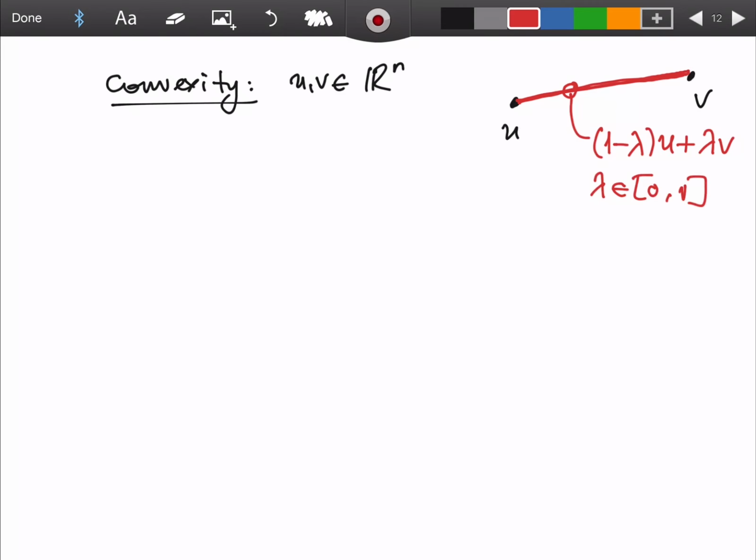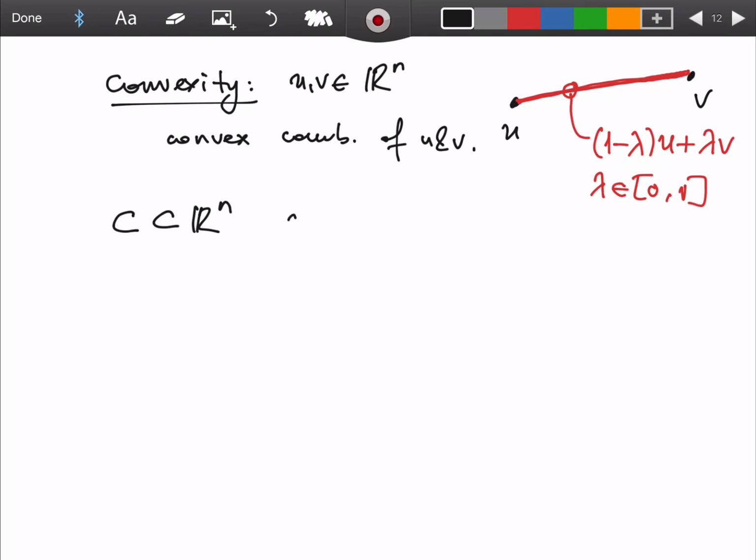When lambda is 0, I'm at u. When lambda is 1, I'm at v. And anything in between are the values from 0 to 1. If you want to sound smart, you will call this a convex combination of u and v. Now, if we have a set C in Rn, the property of being closed under convex combinations tells us that we say the set is convex if it is closed under convex combination.